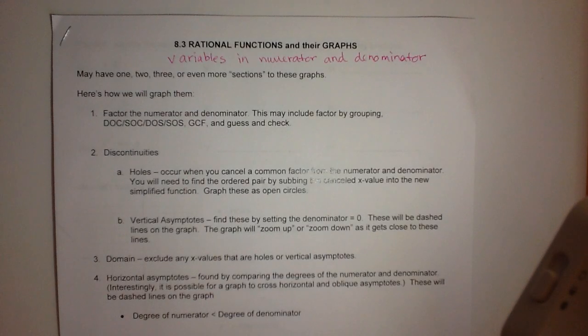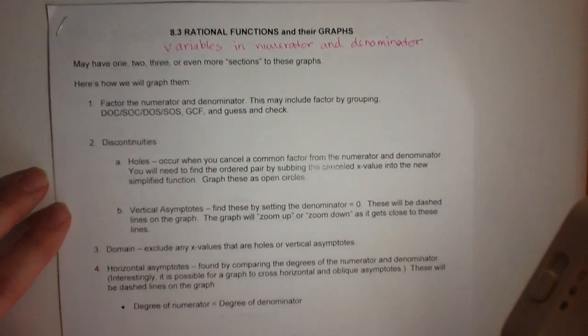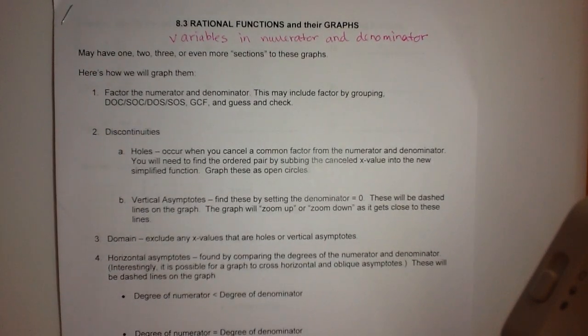These graphs, unlike the ones we did before that only had 2 sections, may have 1 section, 2 sections, 3 sections, or even more. The way we're going to graph them is by following a whole bunch of steps that we're going to go over together. Then we're going to practice some of the parts, and then we're going to graph some of these graphs.